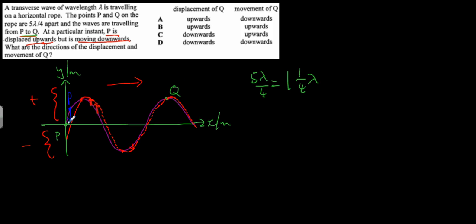So P moves forward a bit. In other words, Q also must move forward a bit. This is the real Q. This is the real P. This is the real Q. So what about this point here? This point is moving upwards, right? And it's displaced upwards because it's in the positive y region. Displaced upwards, moving upwards. That's why the answer is B.